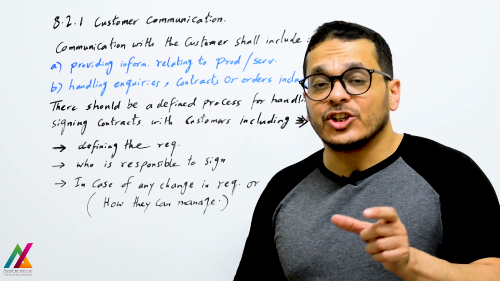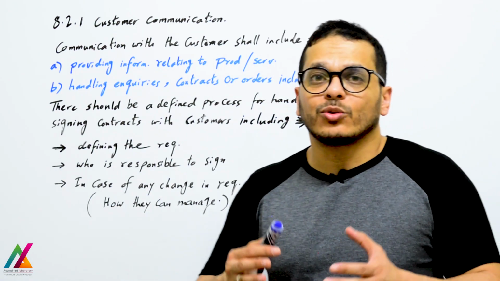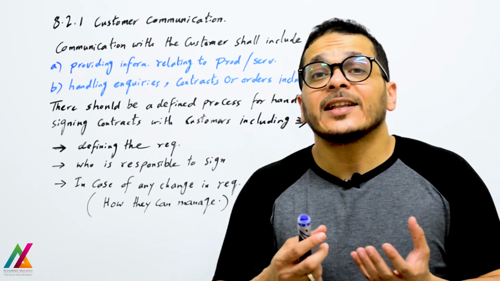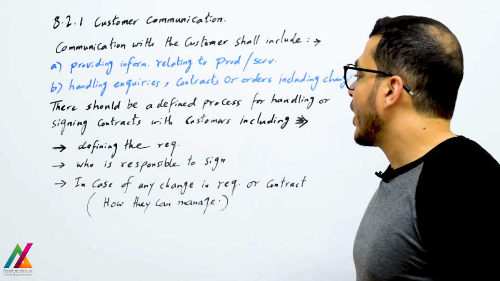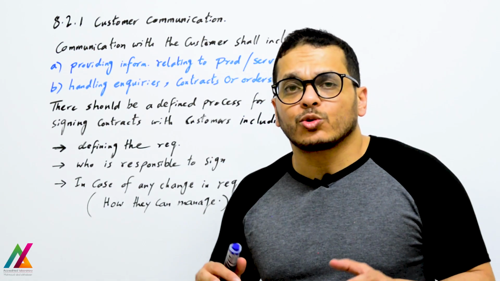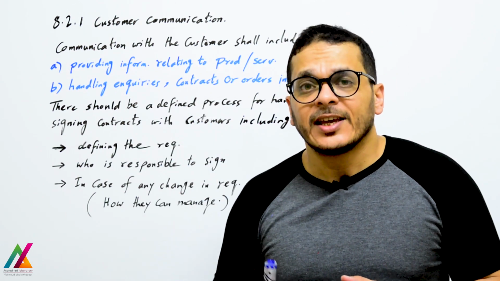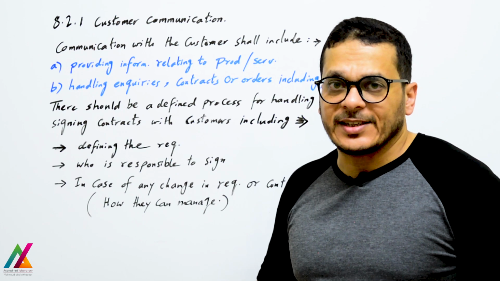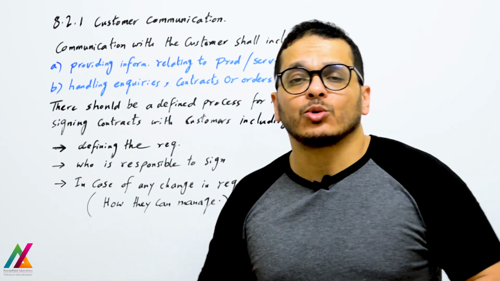They shall approve this, both the organization and the customer itself. And also there shouldn't be any conflict between the requirements of the customer and the regulatory or industrial requirements. And also if there is any change from the organization relating to the customer contract, they shall take approval from the customer. And how can they manage in these cases? So there should be a specific procedure relating to handling or signing the contract with the customer.